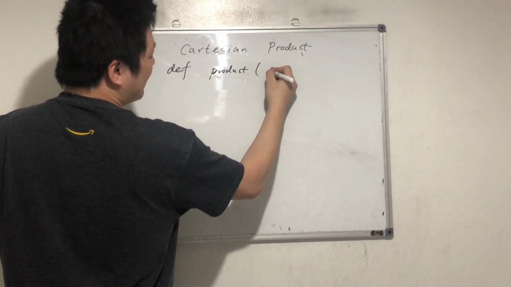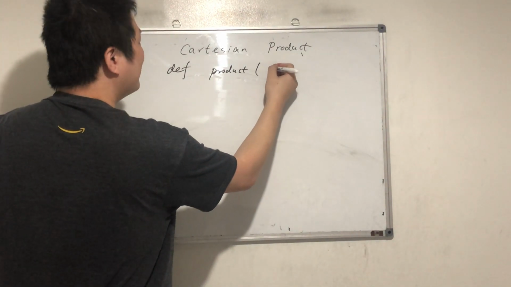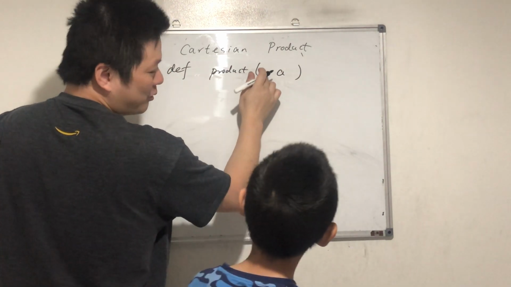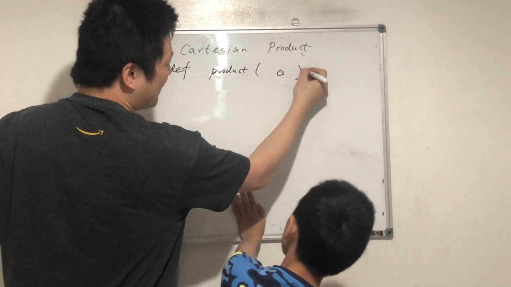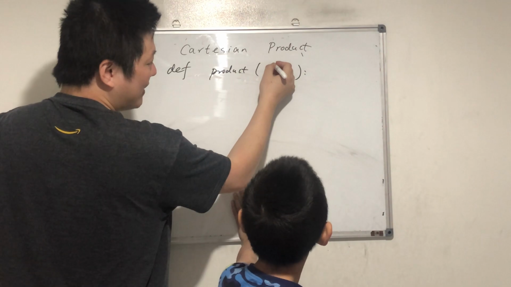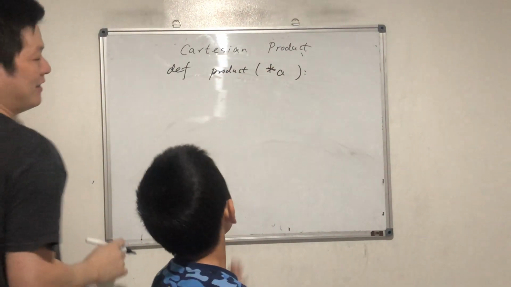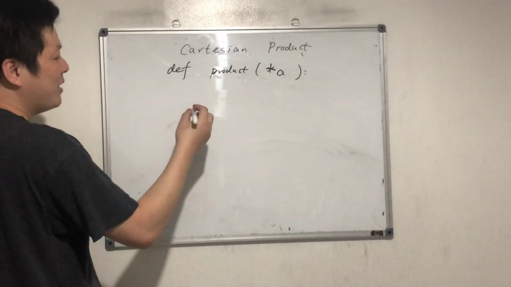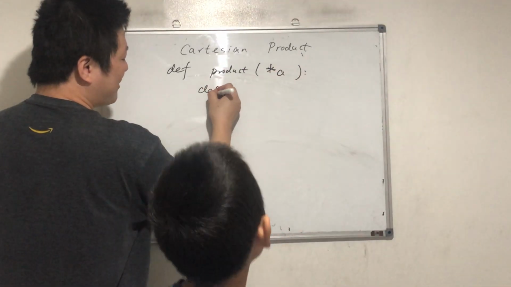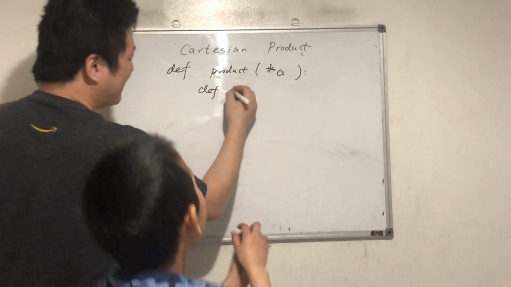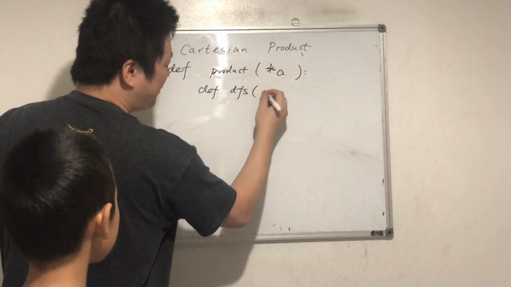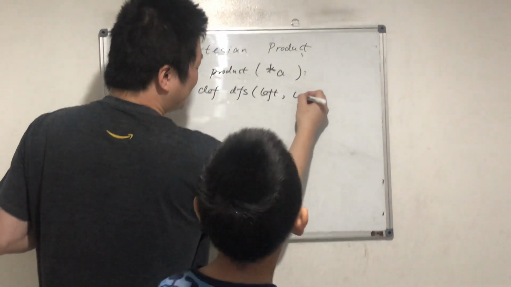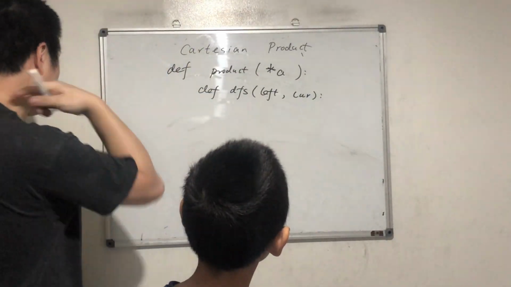Look, what should I put here? A. But how many? We want to put a symbol here to denote that there could be many of them. The star sign. The variadic. So you can pass as many as you want. And now we want to define the depth first search. We're using this depth first search, DFS. The beginning will be left, and then the current. I'll show you what it means.